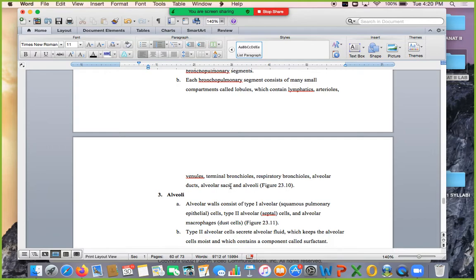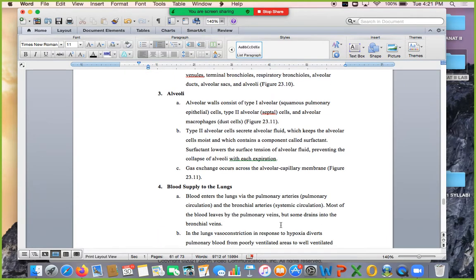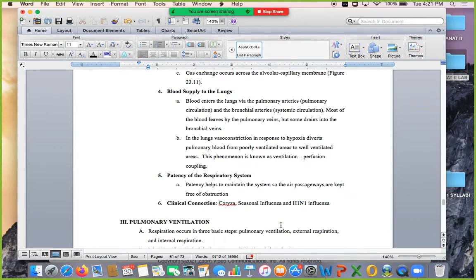Now, alveoli have 2 different types of cells, type 1 and type 2 cells. Alveolar cells are actually epithelial cells where the gas exchange occurs. Septal cells are going to secrete alveolar fluid, which has a surfactant in it, keeps the alveolar cells moist and lowers the surface tension, so we can help not only prevent collapse of the alveoli, but also allow for adequate gas exchange across the alveolar capillary membrane.